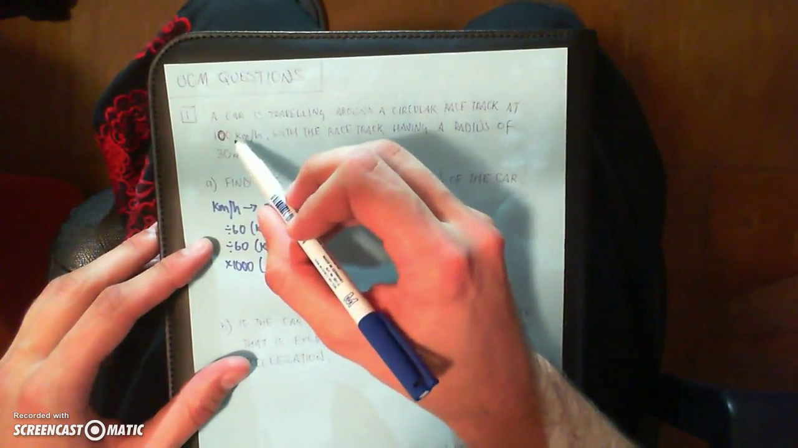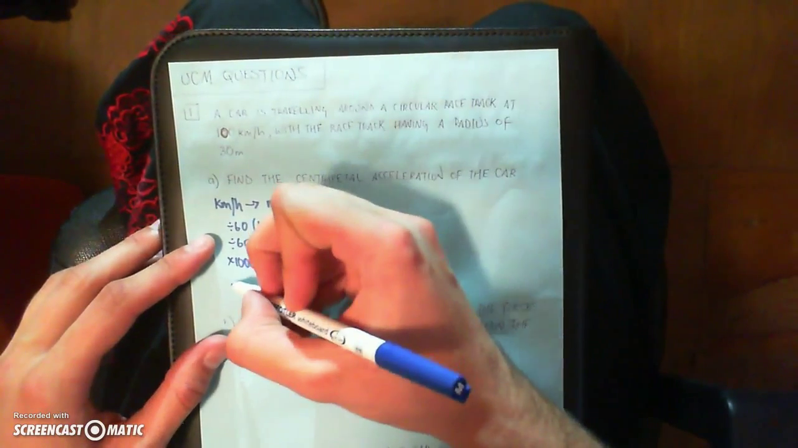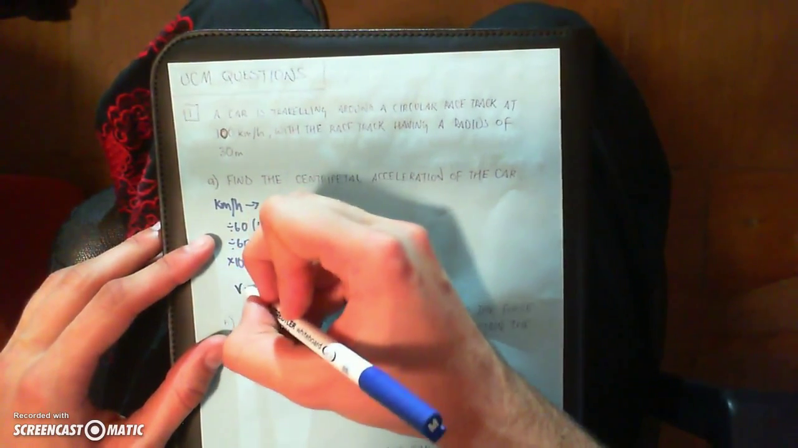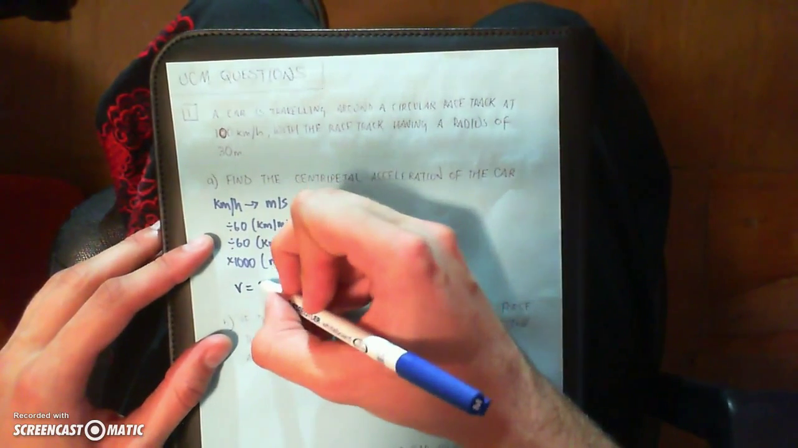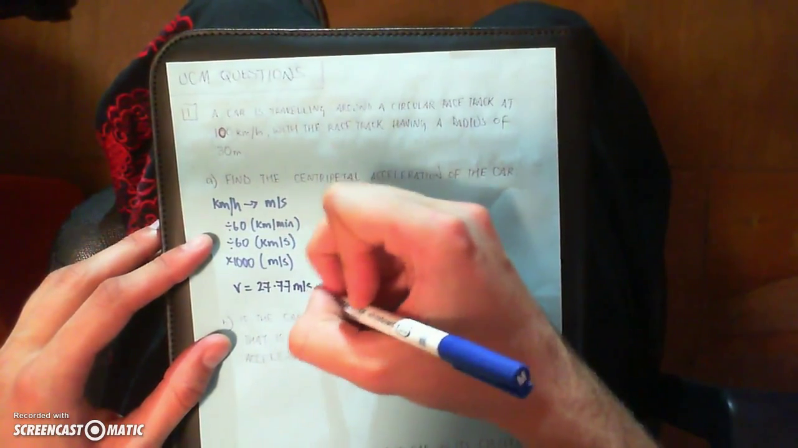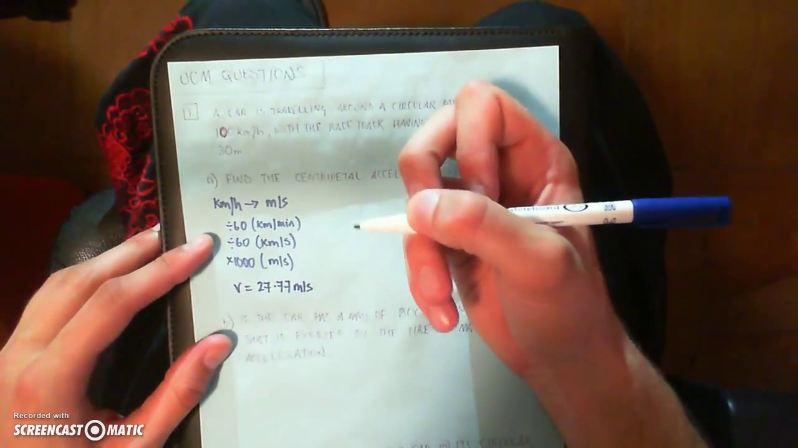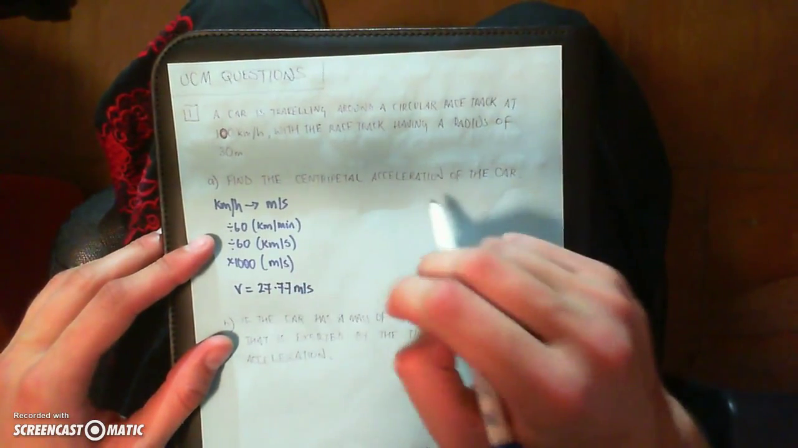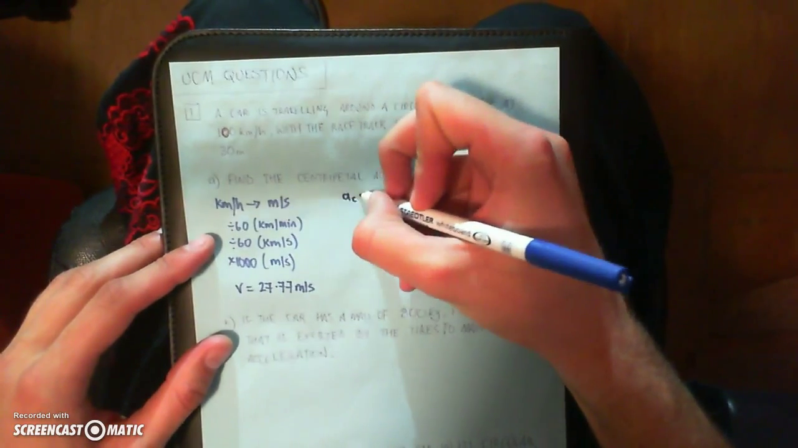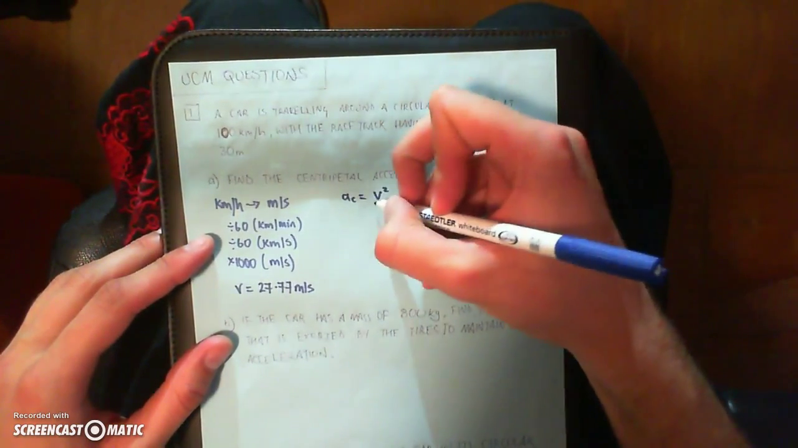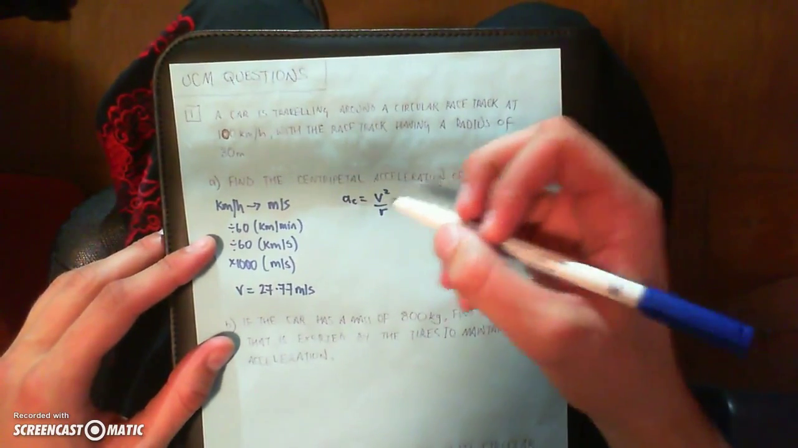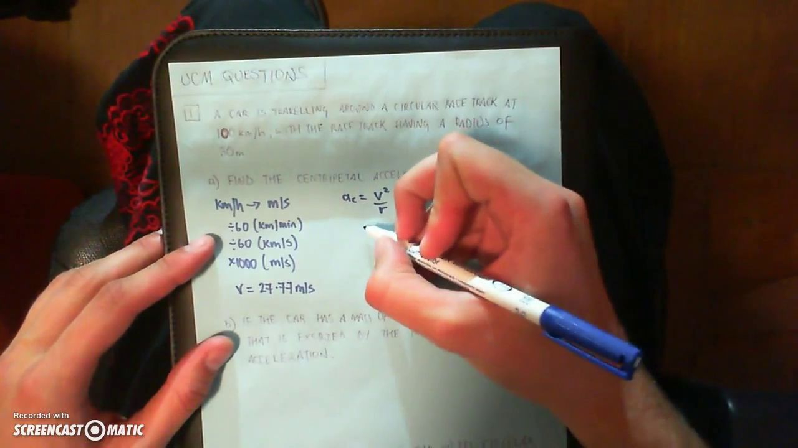Now, with our original units of 100 kilometers an hour, converting that to meters per second using a calculator, we get V equals 27.77 meters per second. Okay, so that's the first step. We know V. Now, for centripetal acceleration, we know the formula of acceleration is equal to V squared over R, with R being our radius of 30 meters. So we just substitute these values into the equation.